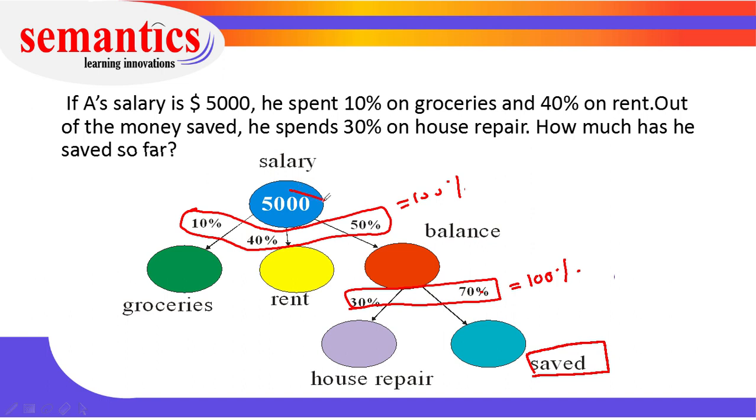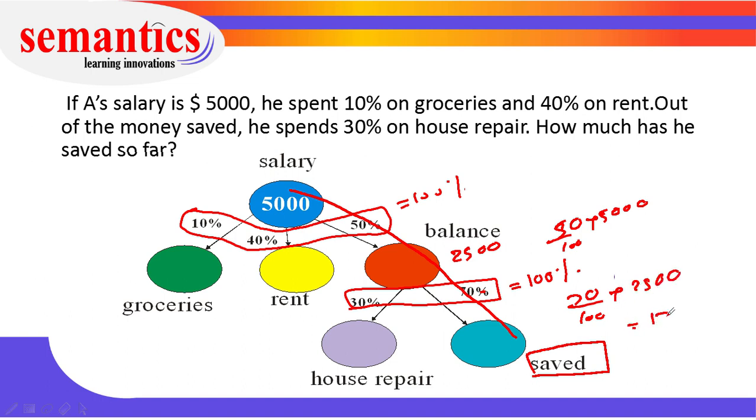All you have to do is follow this line. This data we don't need at all. So first, 50% of 5,000: 50 by 100 into 5,000 is 2,500. So this is 2,500. Then 70% of 2,500 is 70 by 100 into 2,500. And that gives me 1750, and 1750 is my answer.